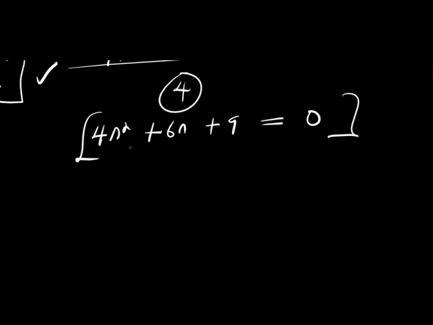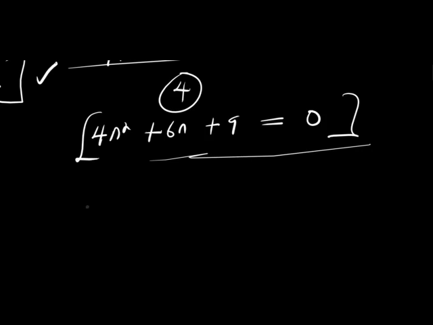You can use the quadratic formula. You can use completing the square. You can also use the graphical method to solve. There are so many methods you can use to solve this quadratic equation. But in this case, we are going to make use of the formula method. This is not actually factorizable. So the formula method, we are going to write it in respect to n.